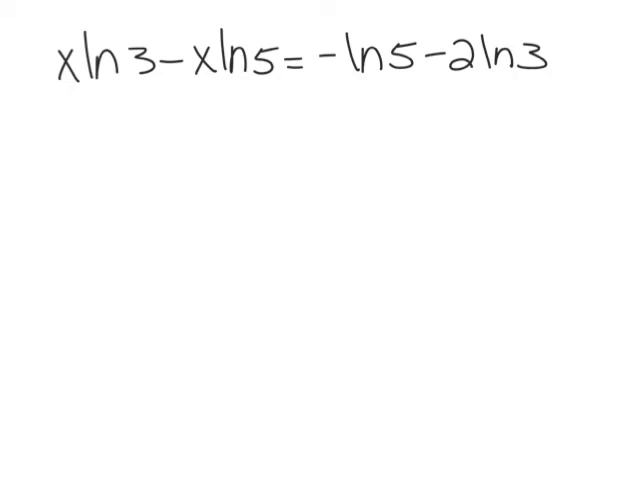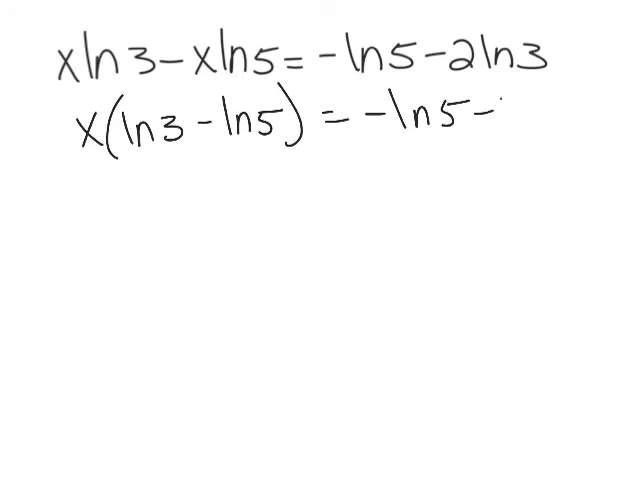But what you can do to create a single x is factor an x out of these two terms. So if I factor a GCF of x out, I'm left with the natural log of 3 minus the natural log of 5 as an expression. And then over here it's the natural log minus 2 natural log of 3. And I'm only one step away from solving it because all I have to do is divide all this stuff away and x is by itself.